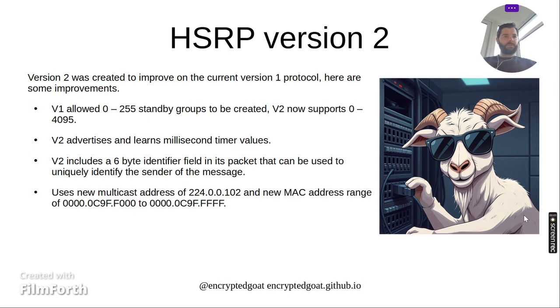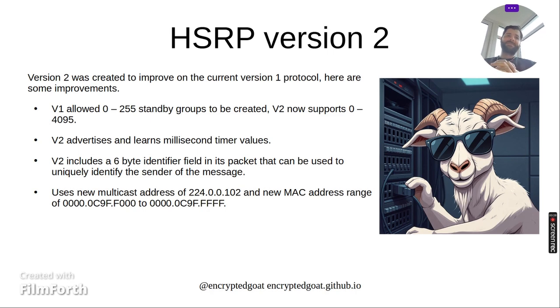Okay, so we're just going to go over version 2 of HSRP. Like I mentioned before, there are two versions, and this one just has a few improvements. It was created to improve version 1, and version 1 allowed 0 to 255 standby groups to be created, and version 2 now supports 0 to 4095. So you've got plenty there.